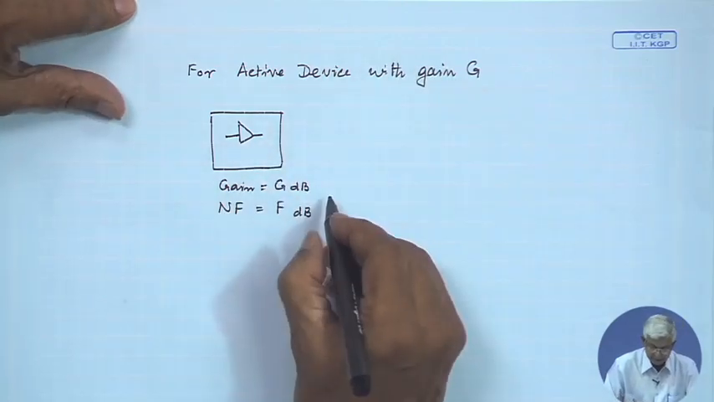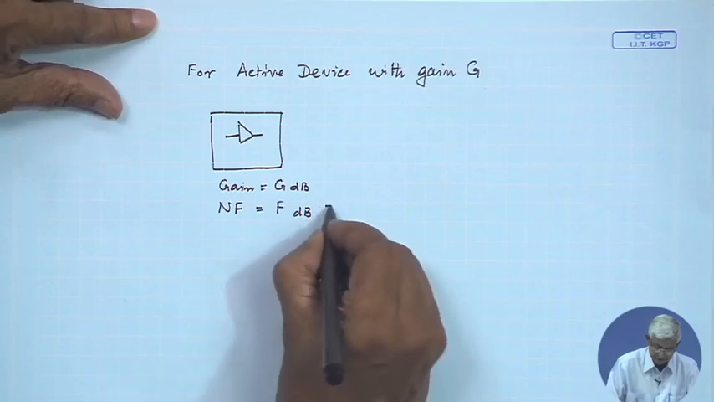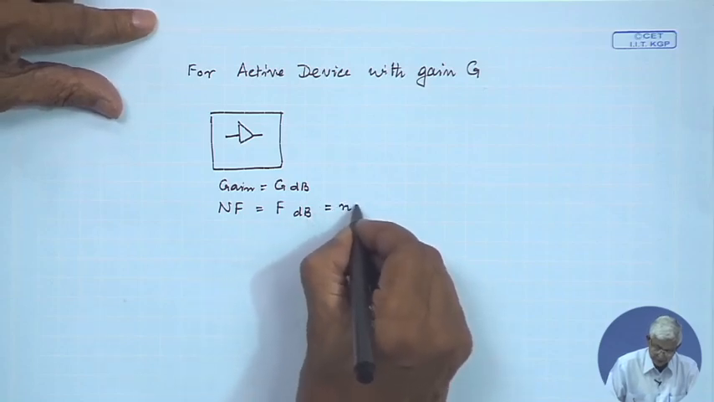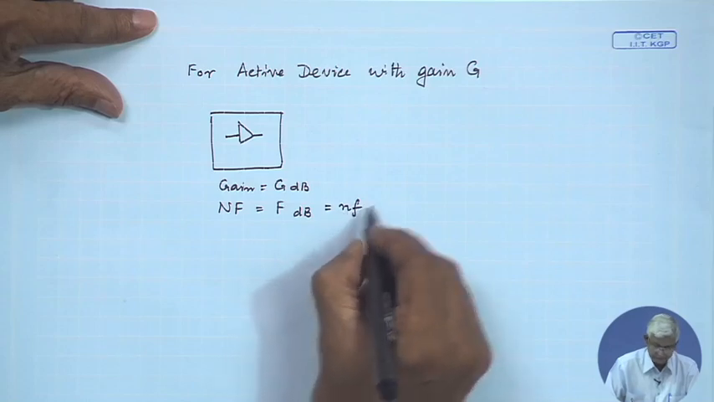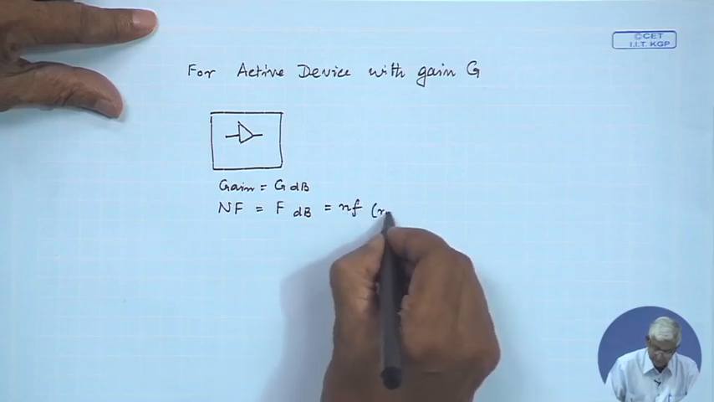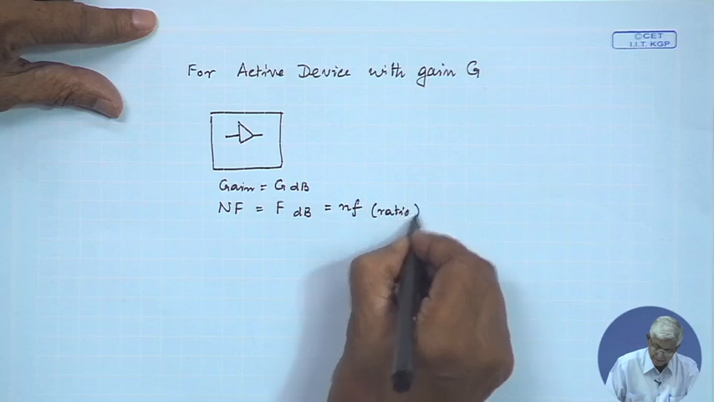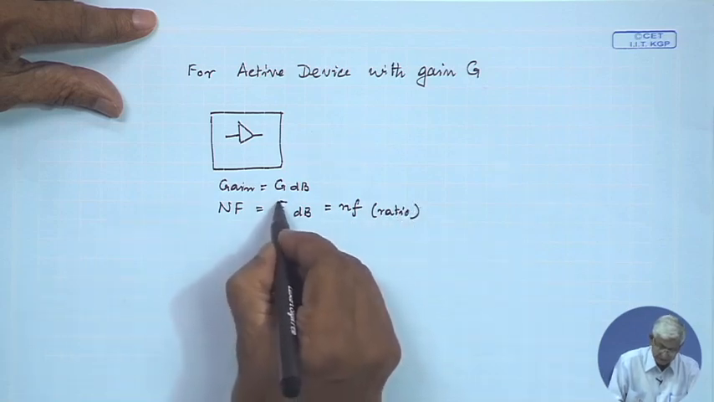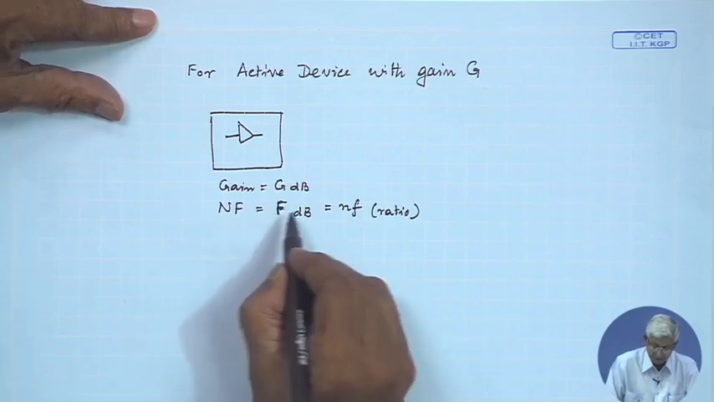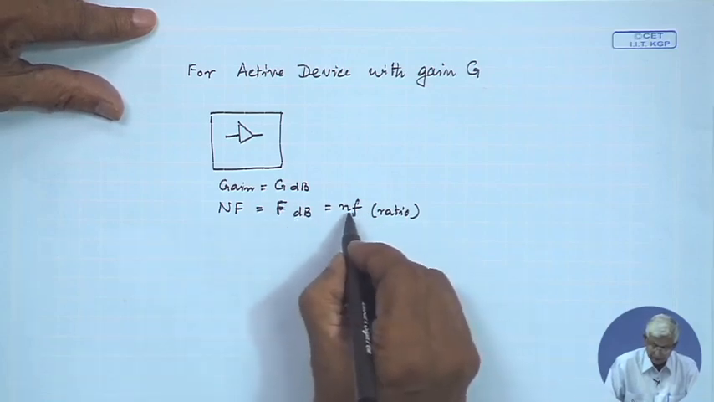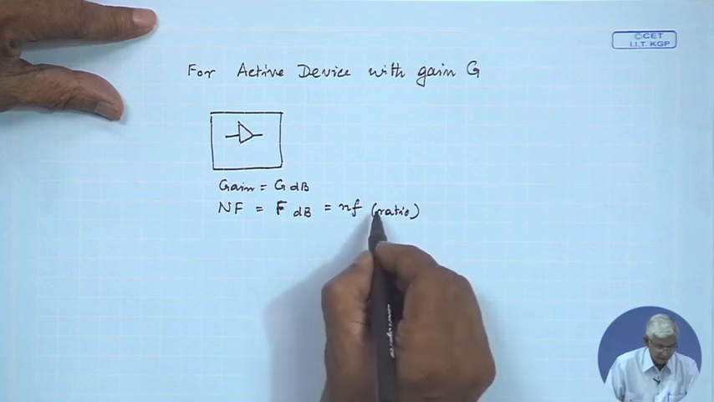Earlier I was using capital F always, just to distinguish. Will convert into small nf. I am writing noise figure, this is in ratio, just to differentiate. Normally these are the nomenclature people use. So, capital F is normally in dB and denotes the noise figure. When it is converted into ratio, I am writing it as a small nf.